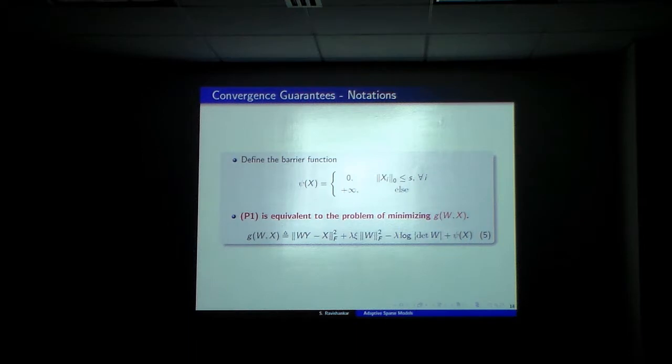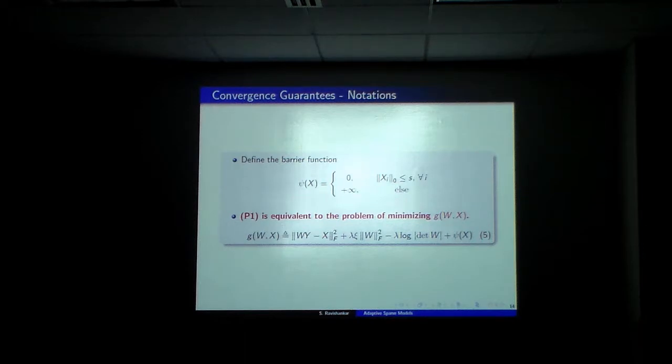So what are the convergence properties of this kind of an alternating minimization algorithm? There have been a lot of papers in recent years talking about alternating minimization of non-convex problems. So this is of particular interest, and you can derive very nice convergence guarantees for the alternating algorithm that we just talked about. In order to do that, we need just one notation.